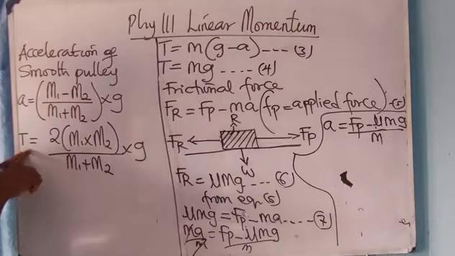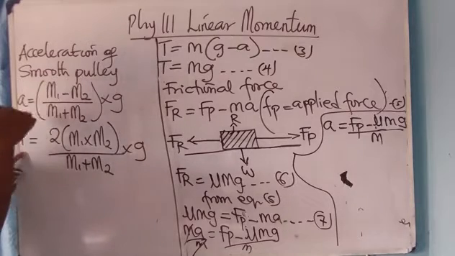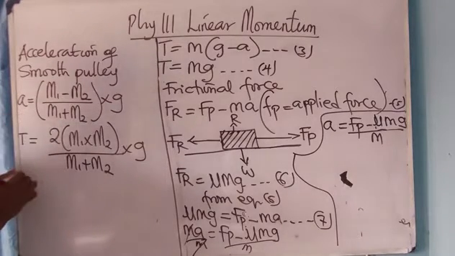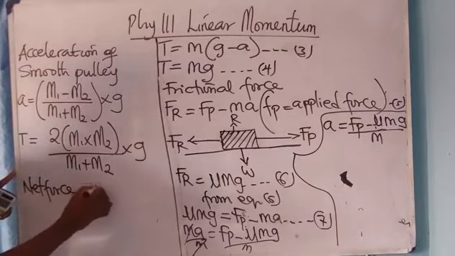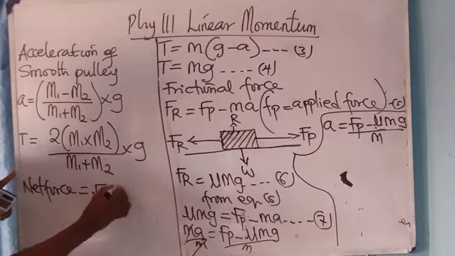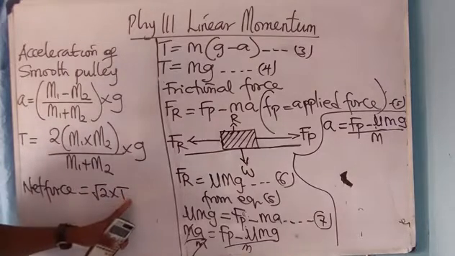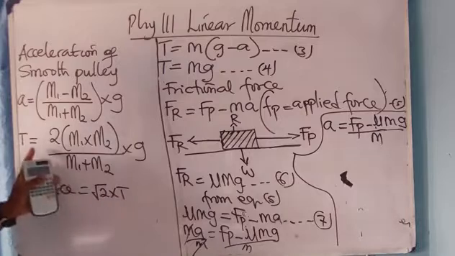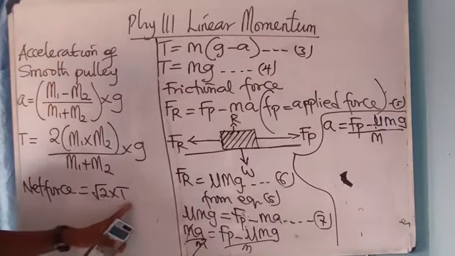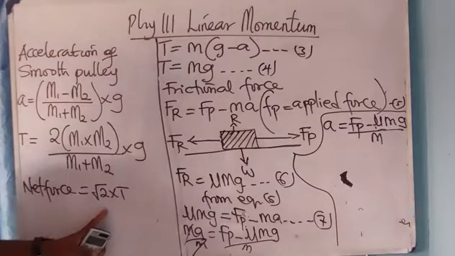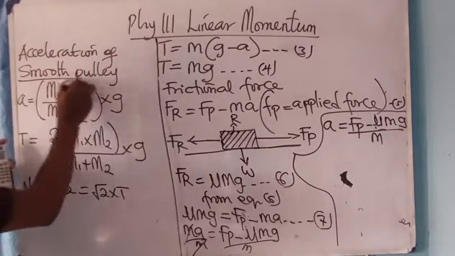And the tension of a smooth pulley, while this one is the acceleration. Now the net force of the pulley is the square root of 2 times T. This T, of course, is the tension, which means if you had the tension to be 12, it means the square root of 2 times 12. That will give you the net force. That is for a smooth pulley.